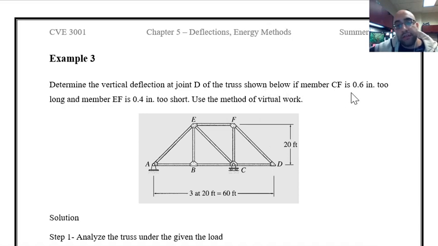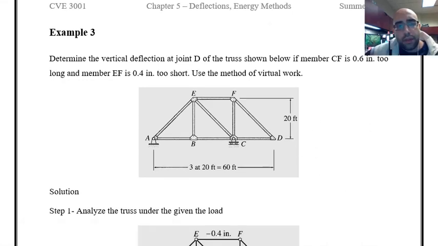If member CF is 0.6 inches too long and member EF is 0.4 inches too short, use the method of virtual work. So let's see how we can use this method for finding the deflections in this example over here. Let's follow the procedure that we have for the virtual work method and use it for solving this truss over here.